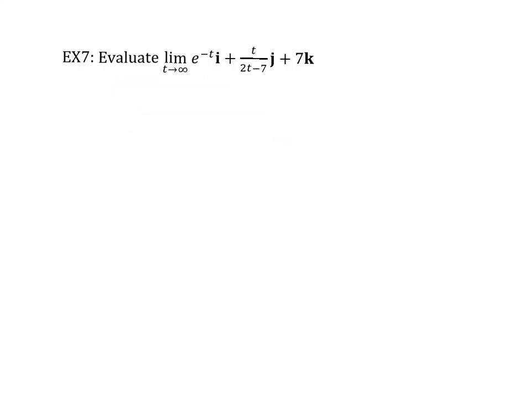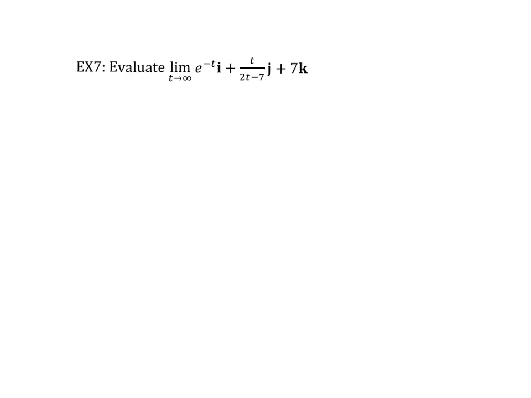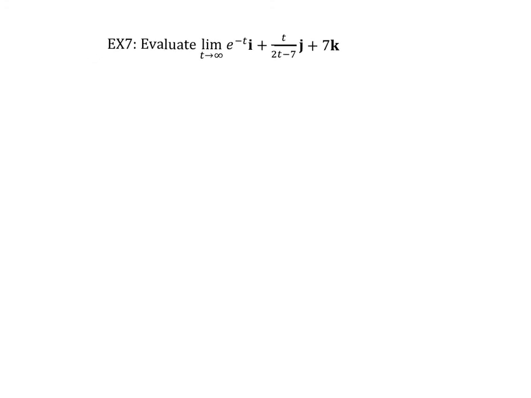Ooh, that's a little bit big. Let's go ahead and look at one more limit. Example 7, we're going to evaluate this limit as t goes to infinity. That's going to irritate me, it's huge. As t goes to infinity of e to the negative t i plus t over 2t minus 7 j plus 7k.